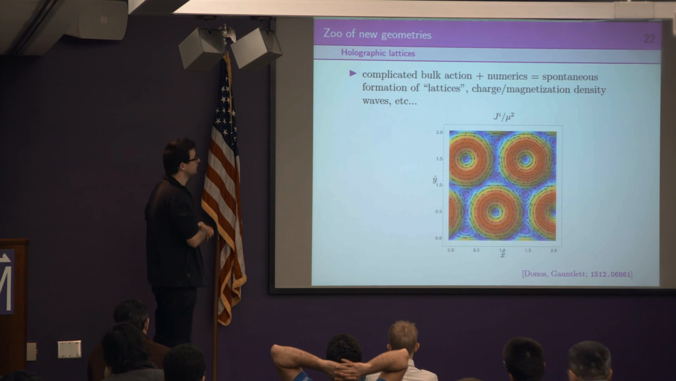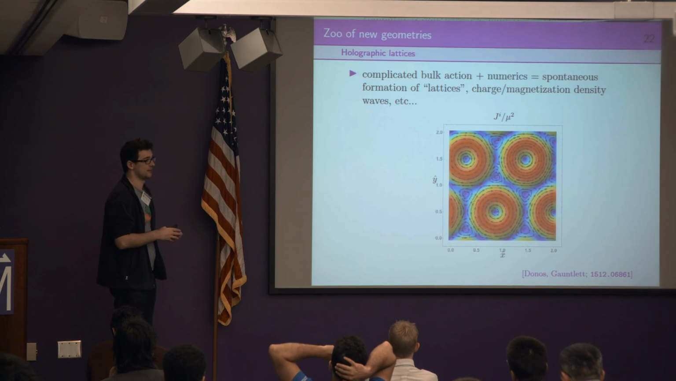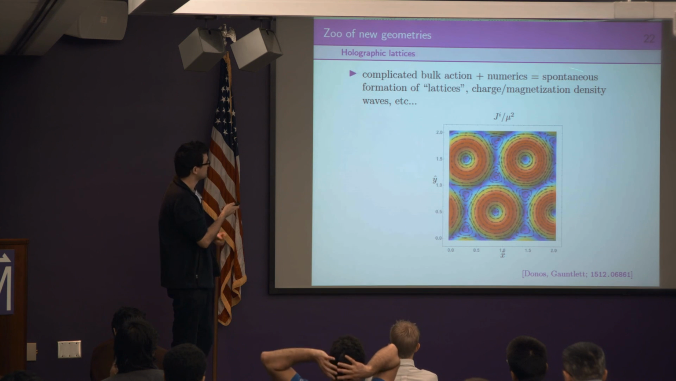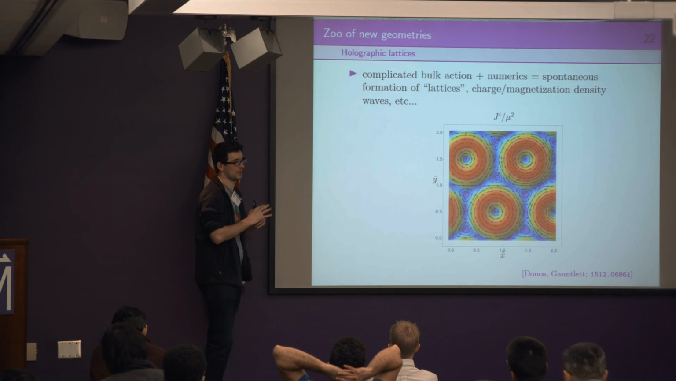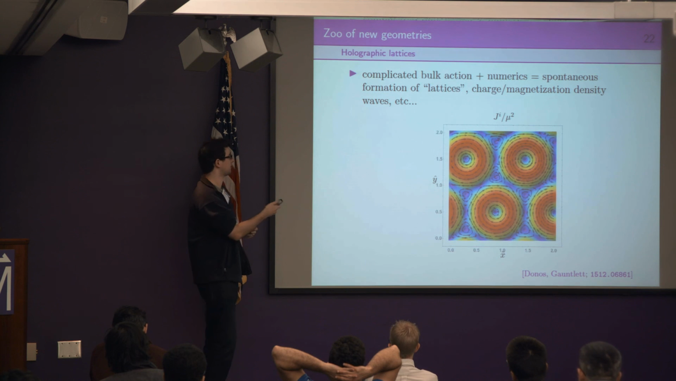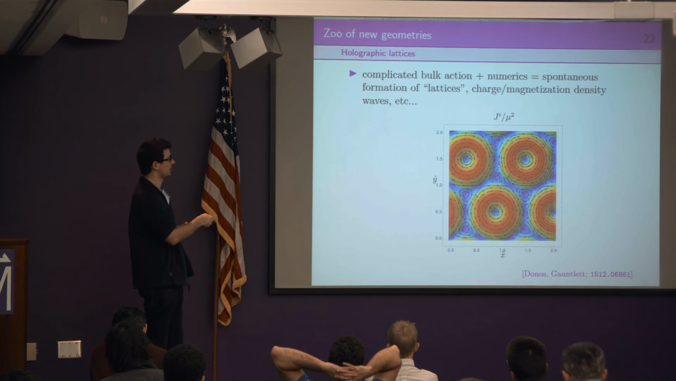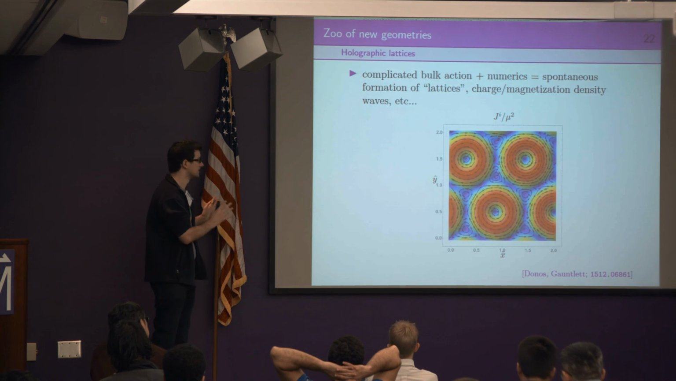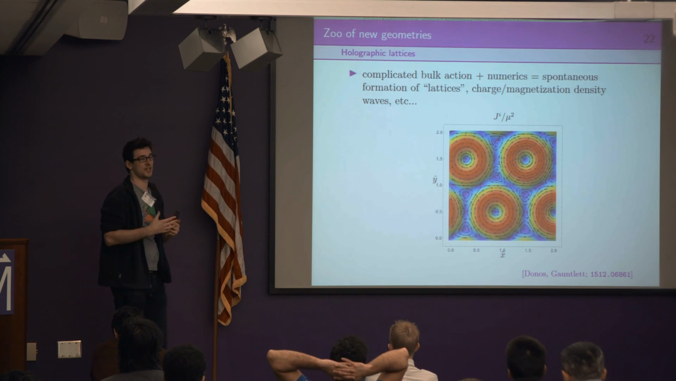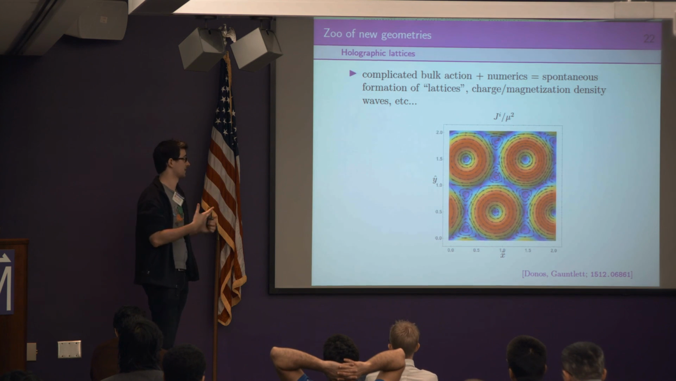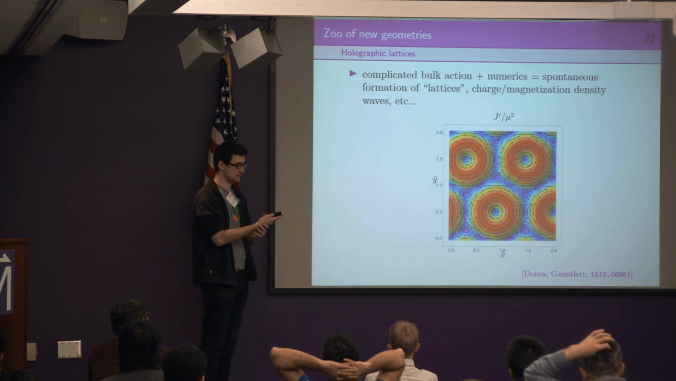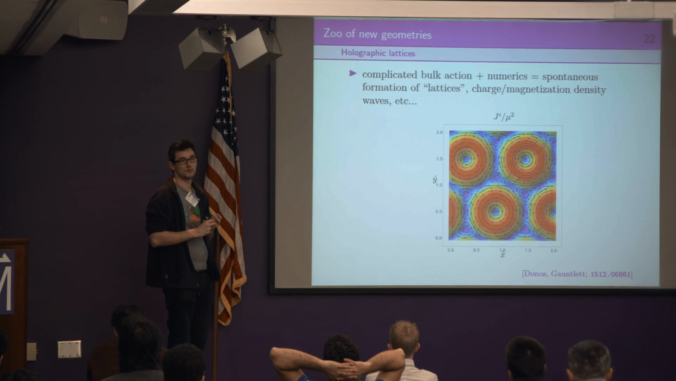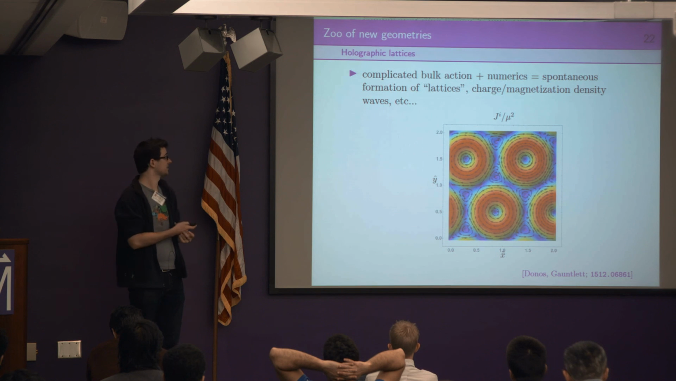All right. You can do things that are even more crazy, and there's been a bit of an industry for this, probably about 3 to 5 years ago. This is an example where there's some crazy bulk action. I don't remember what it is. It probably has like 4 or 5 fields. And you form a triangular lattice of essentially current whirlpools. Okay? This is something that you can realize, spontaneous formation of crystals and vortex lattices in holographic models. So you can get charge density waves, all sorts of other exotic phenomena if you're patient enough. Okay?